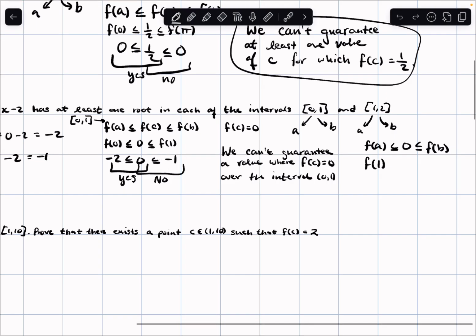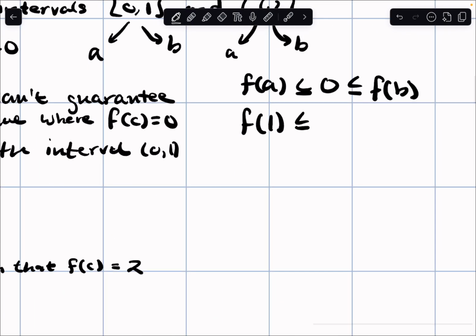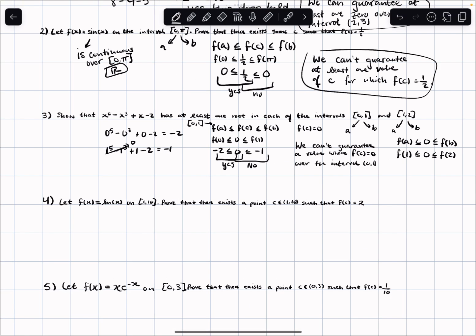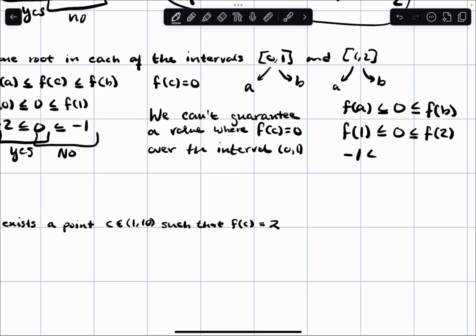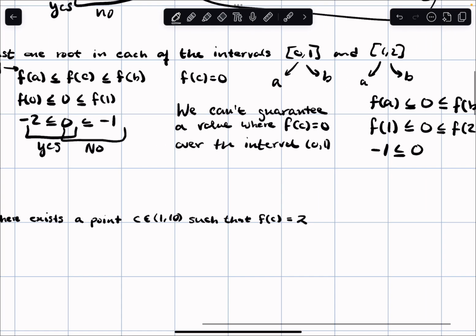It's going to be negative 1, so we can just copy that over. It's less than 0, and then f of b, which is b is equal to 2. Okay? And then we'll plug in f of 1, so negative 1 is less than or equal to 0. And now let's try to do f of 2.